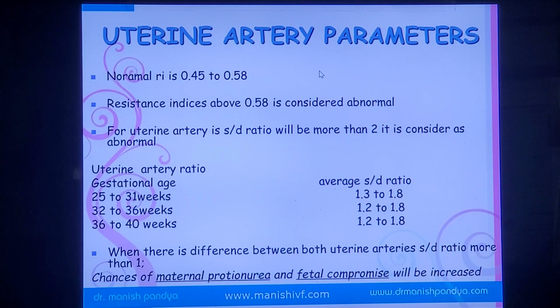So what are the indices? Now remember this very well. Normal RI of the uterine artery is 0.4 to 0.8. So 0.4 to 0.6, you can remember it like this. 0.4 to 0.6 is the normal resistivity index. You know, systolic diastolic ratio, pulsatility index, and resistivity index. These are the three indices on which we run our Doppler.